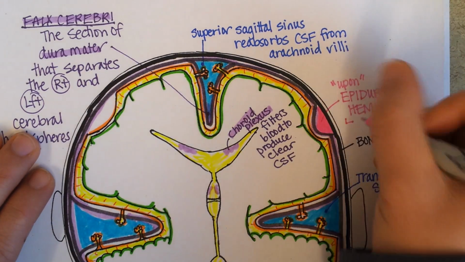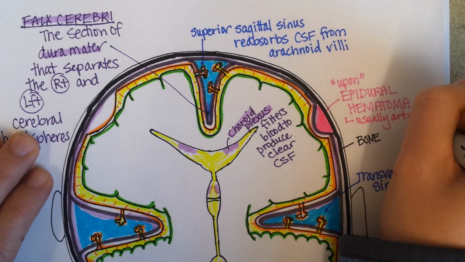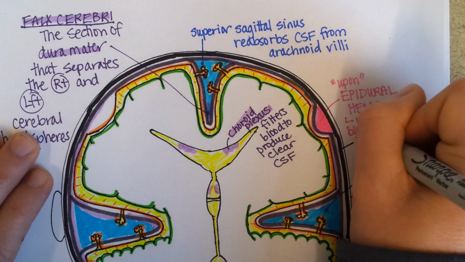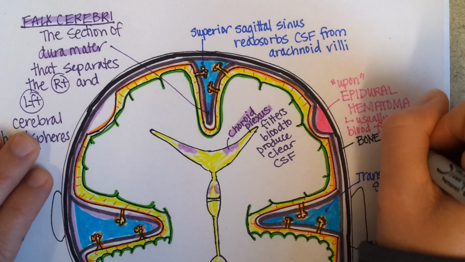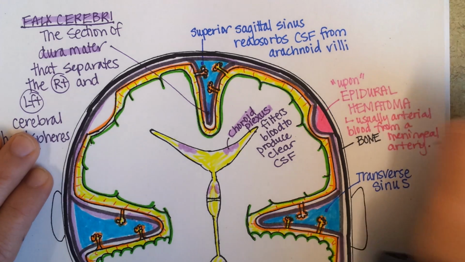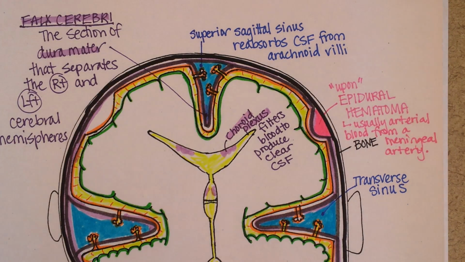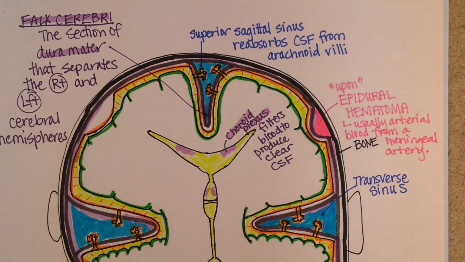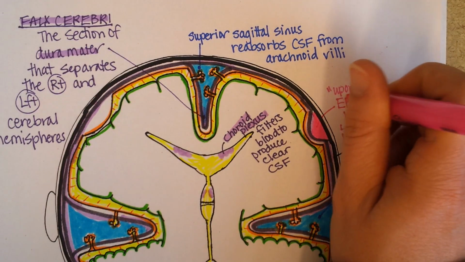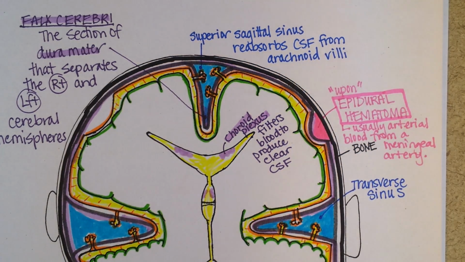So it's usually arterial blood from a meningeal artery. Now, my understanding of the clinical presentation of an epidural hematoma is that it might not show symptoms for a little while, and then all of a sudden the patient goes downhill really fast. They lose consciousness and might have like a fixed pupil or something. So it can be a sudden onset of the symptoms.